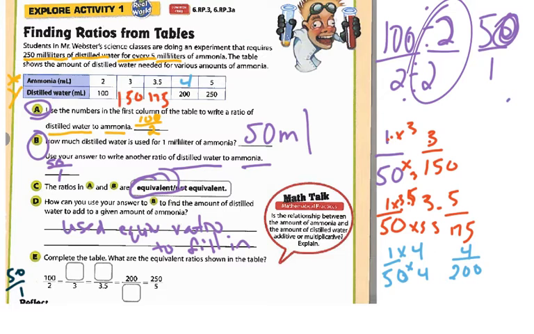Which still matches this ratio up here of 3 and 150. And then it still matches the ratio from the table above of 3.5 to 175. And from 200 to 4. And then we have our 250 to 5. Okay? So all we were doing is making equivalent ratios from those tables. And again, I really want you to take away that the top of the table is going to be your X and the bottom of your table is going to be your Y. Okay?